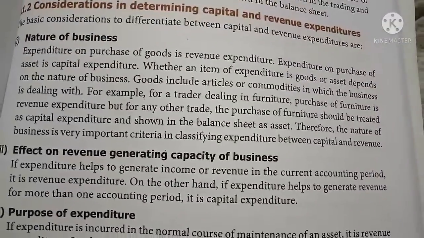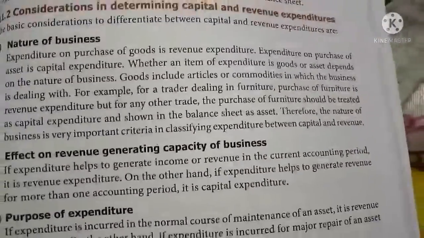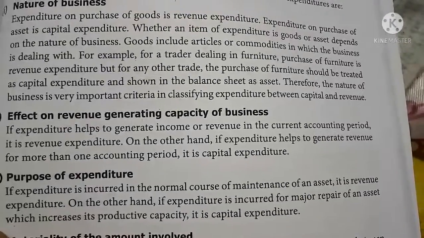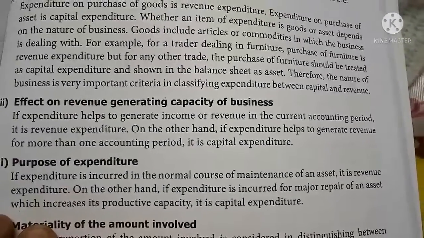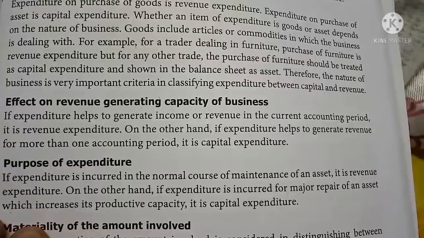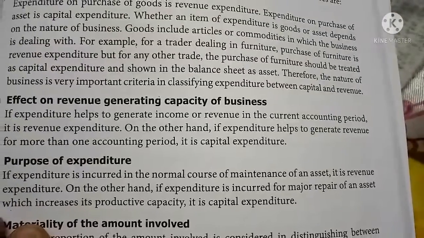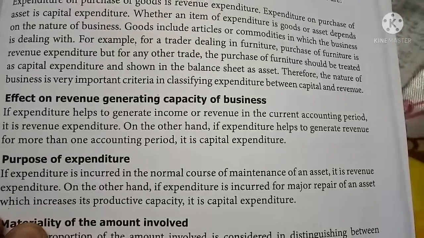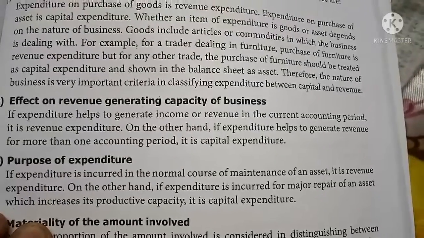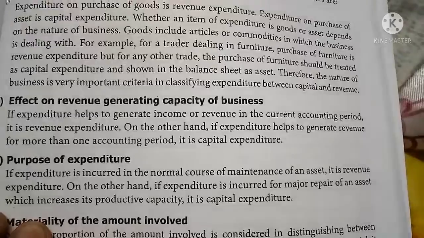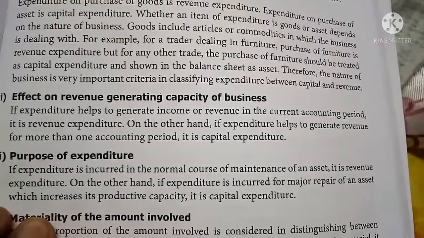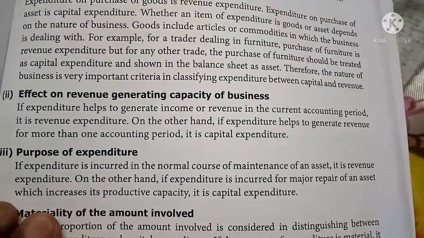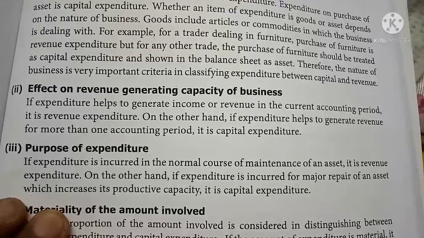And then, effect on revenue generating capacity of business. If expenditure helps to generate income or revenue in the current accounting period, it is revenue expenditure. So whatever amount is spent for the current year in order to make revenue or income for the business, that expense is called revenue expenditure.